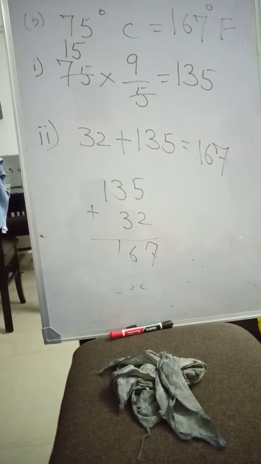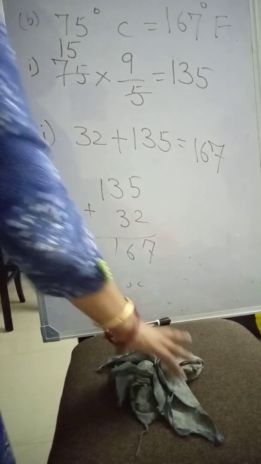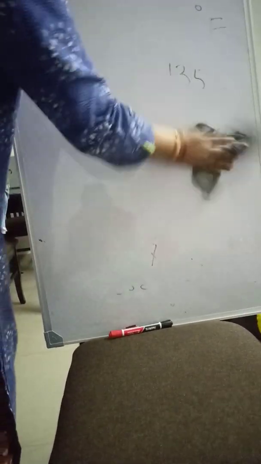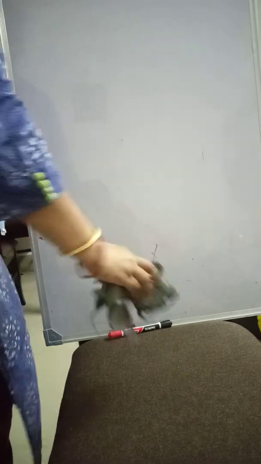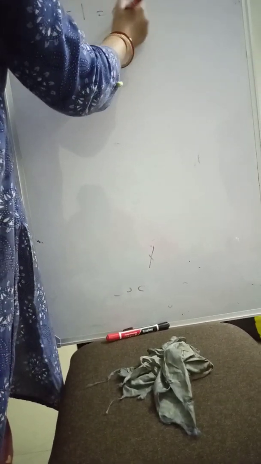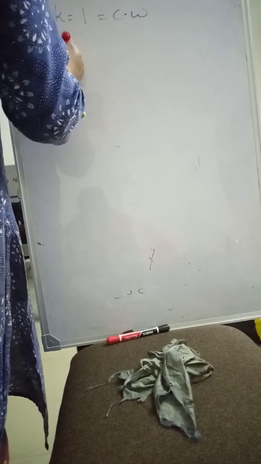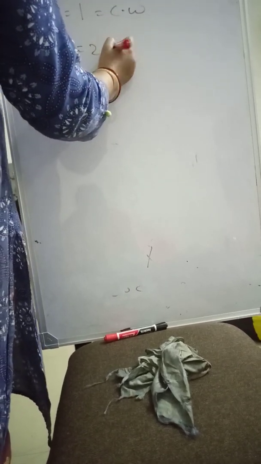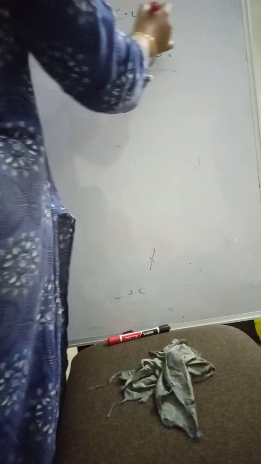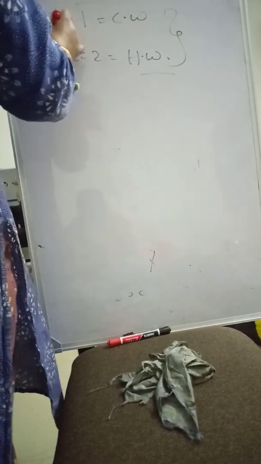So similarly children, what is your C work and H work? Worksheet number 1 is your C work and worksheet number 2 is your H work. Children, it is unit number 15, temperature. If you have any kind of problem, you may contact.